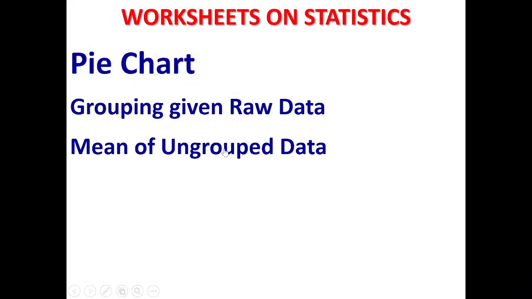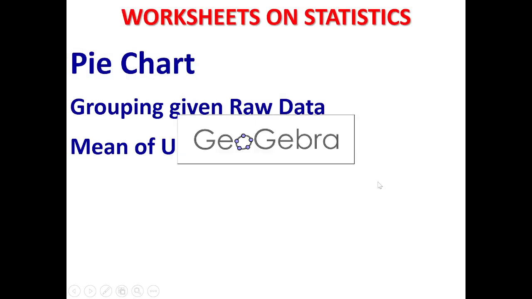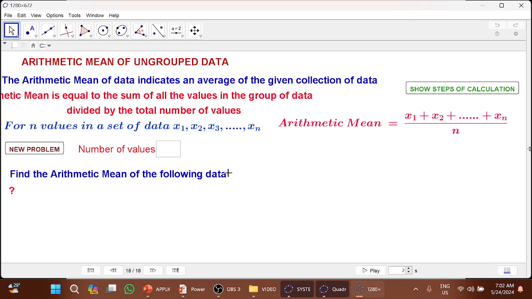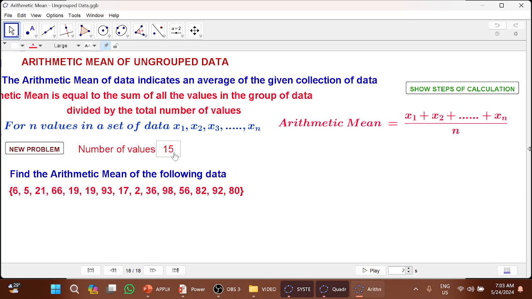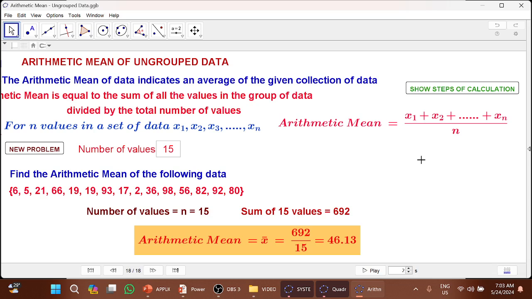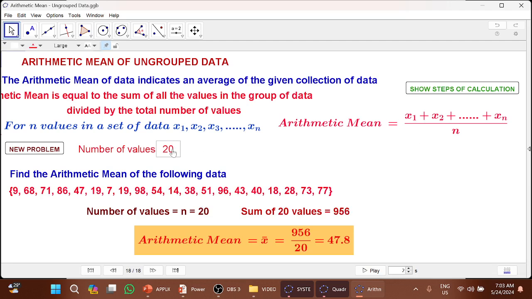Let us go to the mean of ungrouped data. Now, all of you will be interested to know the mean. Here is a highly interesting GeoGebra worksheet where you can simply give the data to a child. For example, the number of values, I want to be 15. It automatically gives the arithmetic mean. Now you can simply show the calculation, and it will tell you the arithmetic mean. And for example, I have 20 values, and automatically it gives it.